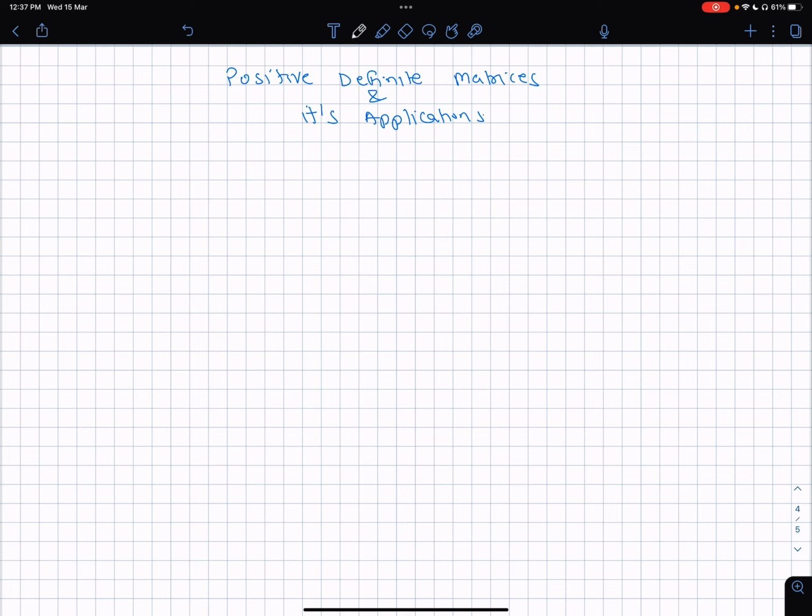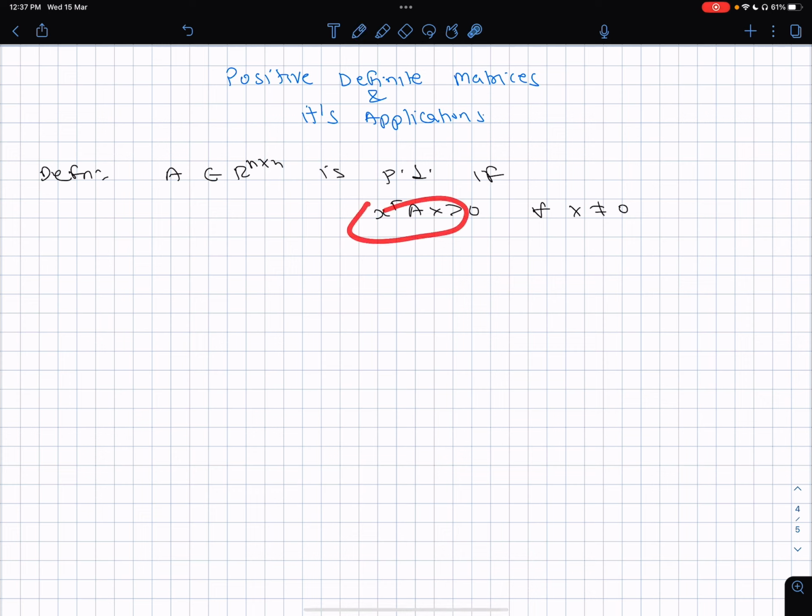So definition wise, we say that a real n cross n matrix, which could be symmetric or unsymmetric, is positive definite if x transpose Ax is greater than 0 for all x not equal to 0. So whatever be the n-dimensional vector x, x transpose Ax is always greater than 0.